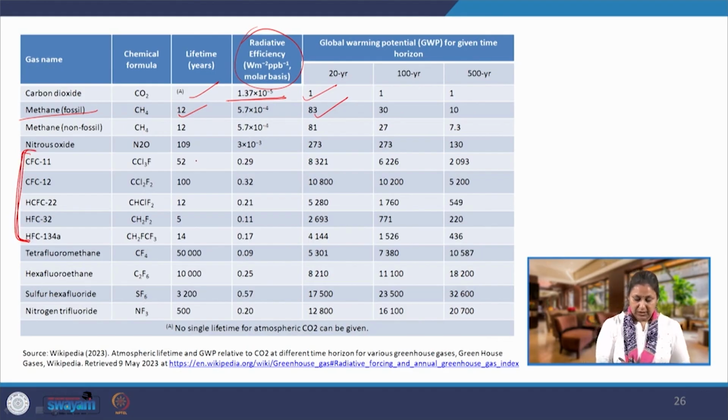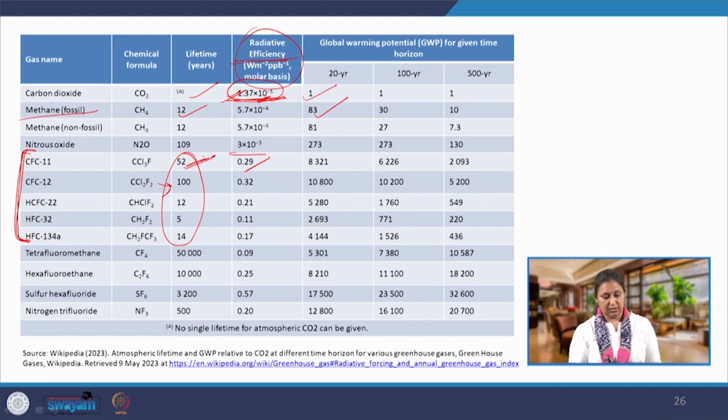Now, if you look at the chlorofluorocarbons or hydrochlorofluorocarbons, which is this band, we will see that they have a lifetime going up to 100 years too. Plus, they have a radiative efficiency which is much higher as compared to the base, which is carbon dioxide. Here we are looking at 1.37 multiplied by 10 to the power minus 5, and here, in watts per meter square, this number which is approximately 0.3. We are looking at multiple times the radiative efficiency of carbon dioxide, and a lifetime which is almost 50 times higher.